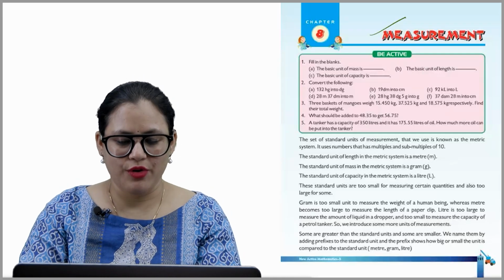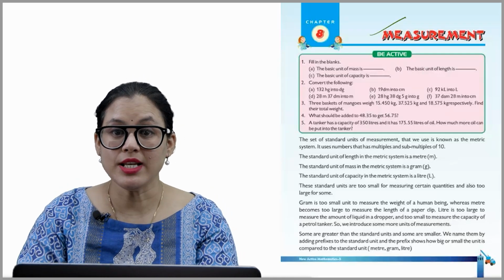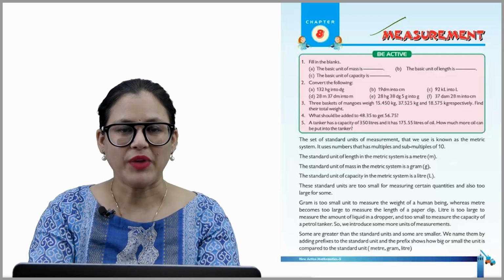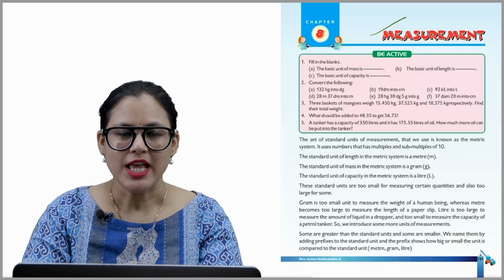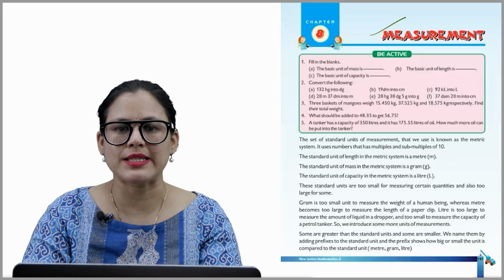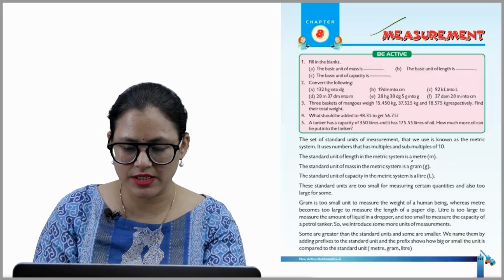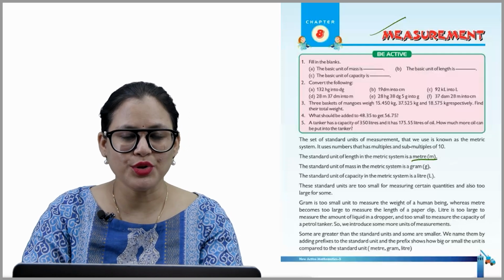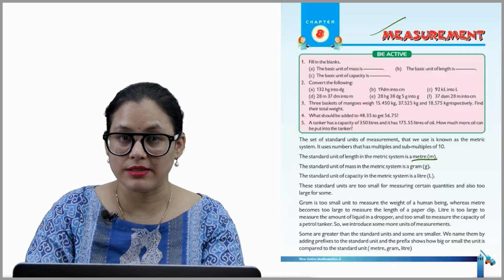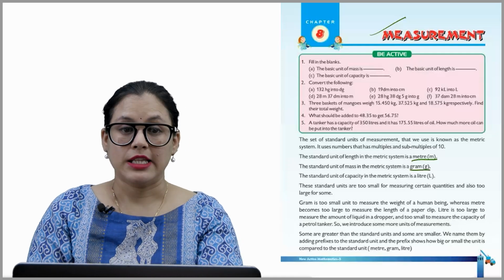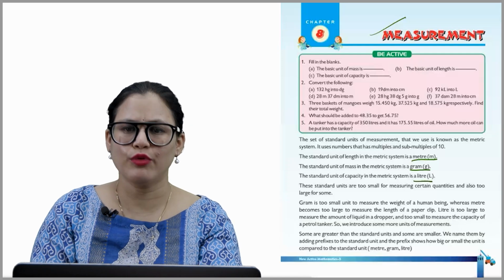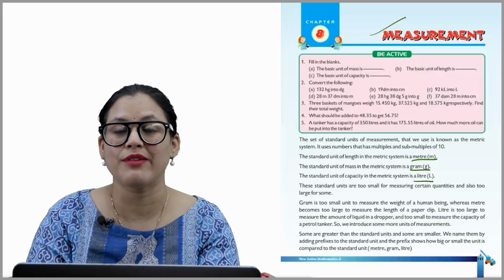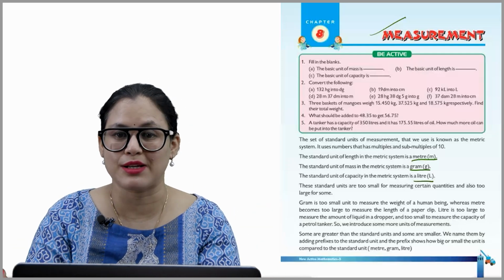The set of standard units of measurement that we use is known as the metric system. It uses numbers that have multiples and submultiples of 10. The standard unit of length in the metric system is a meter. The standard unit of mass is a gram. The standard unit of capacity is a liter, which you already know because you have learnt about this in your previous classes also.